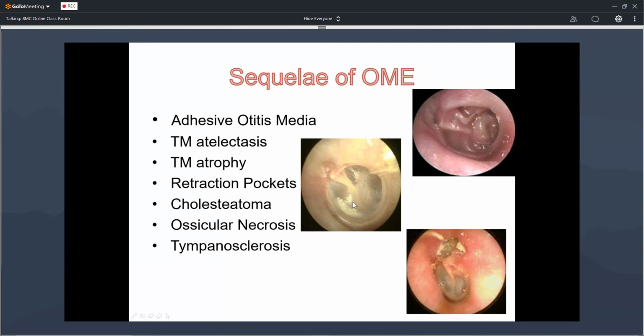Lastly, tympanosclerosis is hyalinization and calcification of the middle fibrous layer. That is called tympanosclerosis. In this picture, you can observe there is a chalky white plaque over the tympanic membrane. That is the tympanosclerosis. If you observe this tympanic membrane, it is very thin and translucent. Here you can see the chalky white plaques.